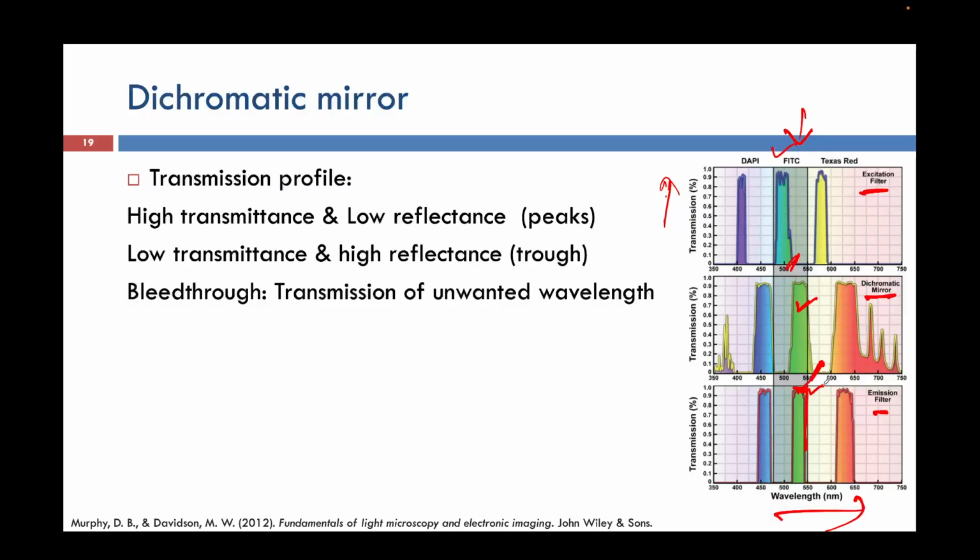And there is another term called bleed through, that is transmission of unwanted wavelength. It is not necessary that the dichromatic mirror will always block the beam that comes and always direct it towards this. There is a chance that it will also allow some amount of transmission. This transmission of the unwanted wavelength is known as bleed through. And generally we design our dichromatic mirror in such a way that the bleed through will be up to 10%.